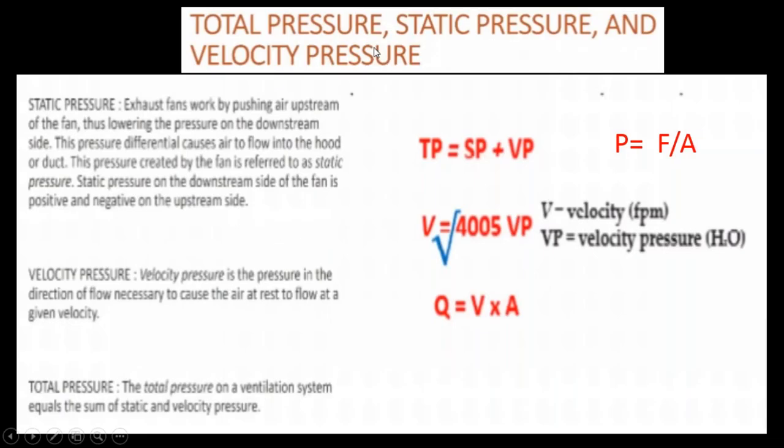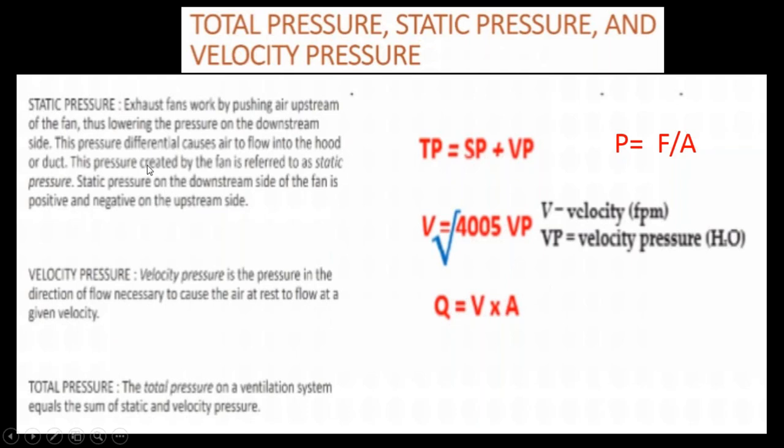Okay, next we will talk about some basic terminologies of ventilation. That is total pressure, static pressure, and velocity pressure. Whenever there is a ventilation system, the total pressure is the sum of velocity pressure and static pressure. Total pressure inside the ventilation at any point is the sum of static pressure and velocity pressure. Now, what is static pressure? Static pressure is calculated as force per unit area. Static pressure is equal to P over A, force per unit area.